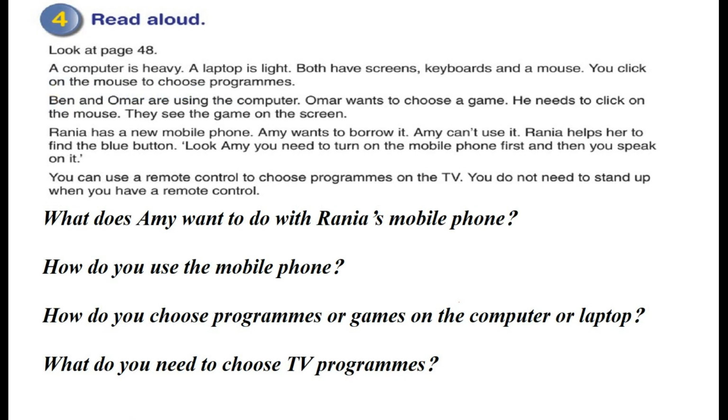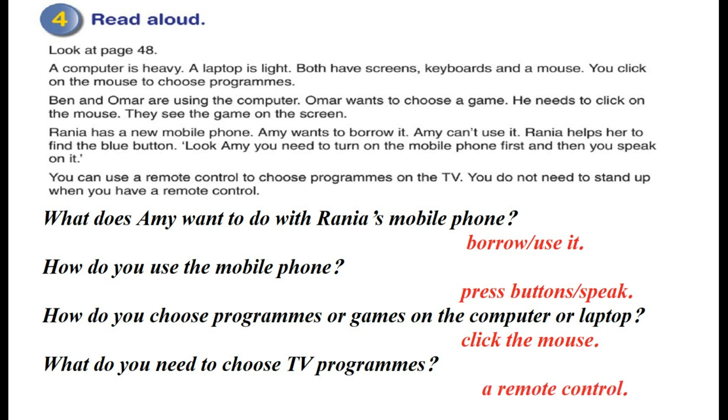What does Amy want to do with Rania's mobile phone? Borrow, use it. How do you use the mobile phone? Press button, speak. How do you choose programs or games on the computer or laptop? Click the mouse. What do you need to choose TV programs? A remote control.